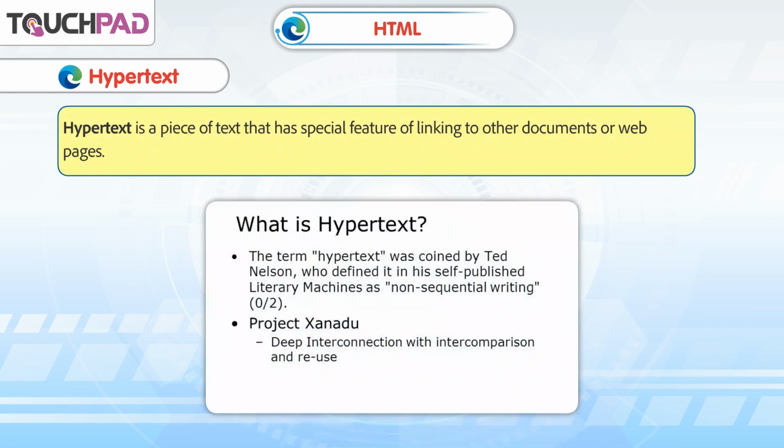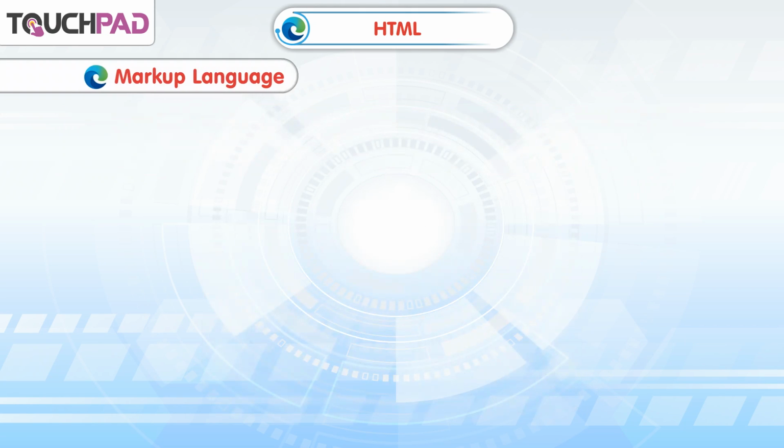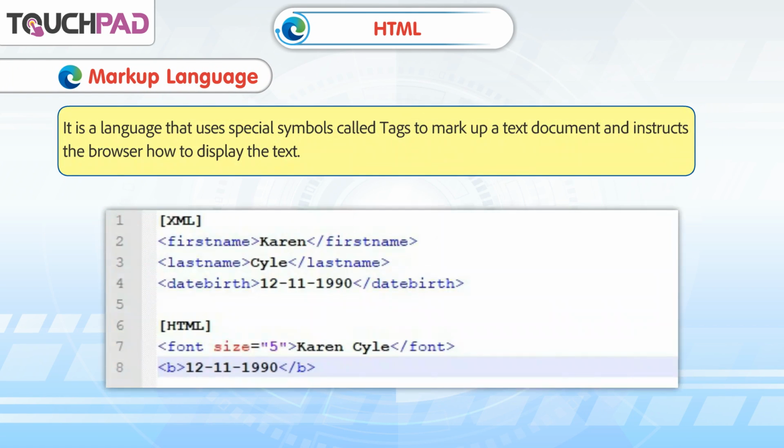Hypertext. Hypertext is a piece of text that has the special feature of linking to other documents or web pages. Markup language. It is a language that uses special symbols called tags to mark up a text document and instructs the browser how to display the text.